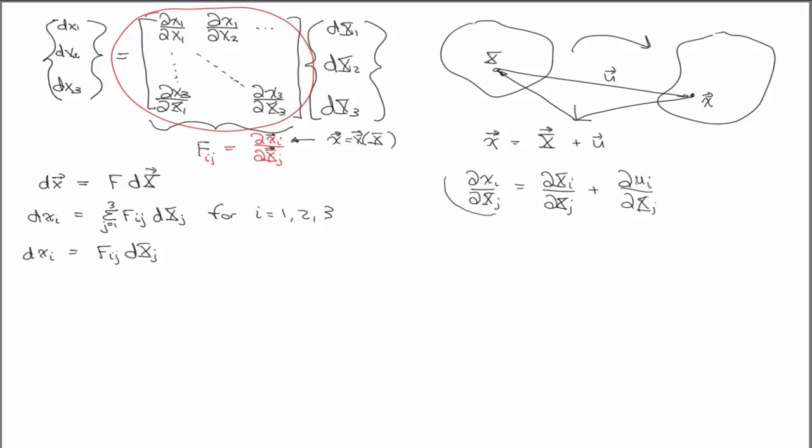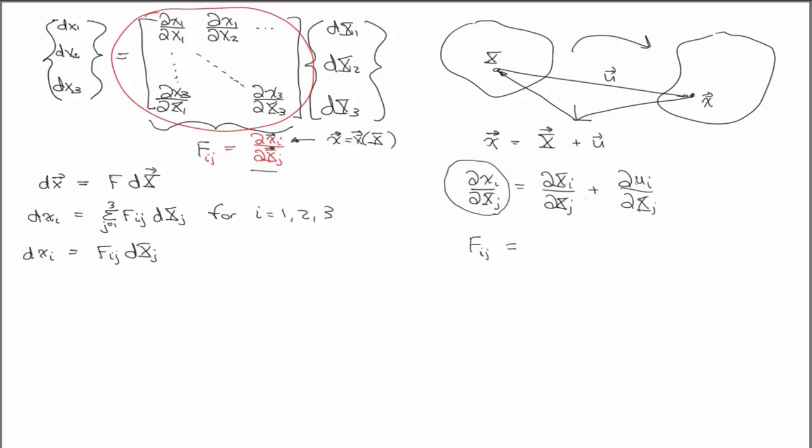Well, what's this term? Looks like this, right? Same thing. So that's F. Now I'm switching kind of from vector to tensor notation, but we'll write it both ways. So F_ij, what, this guy, right?